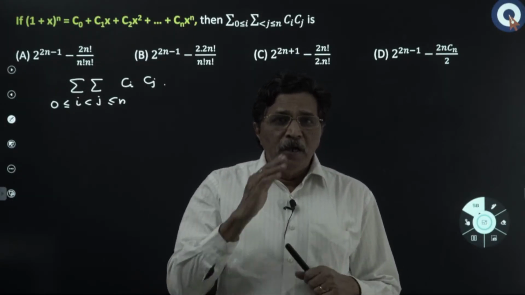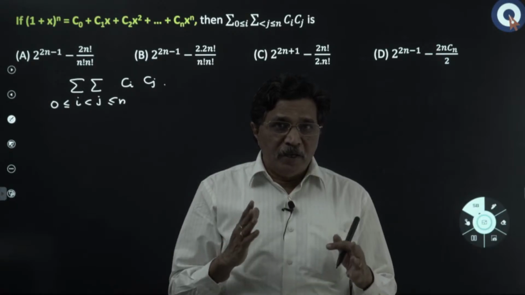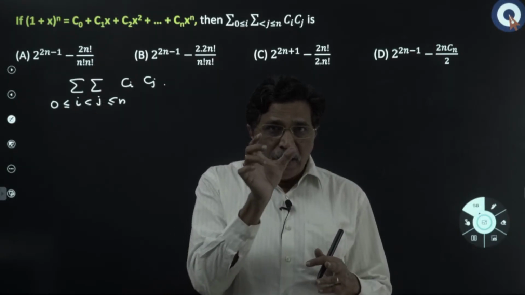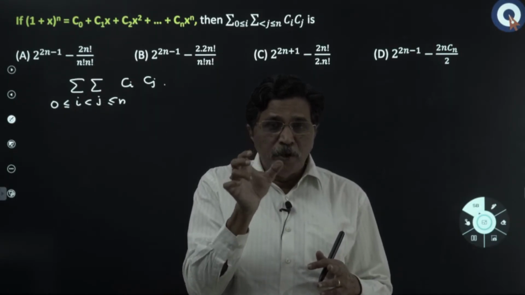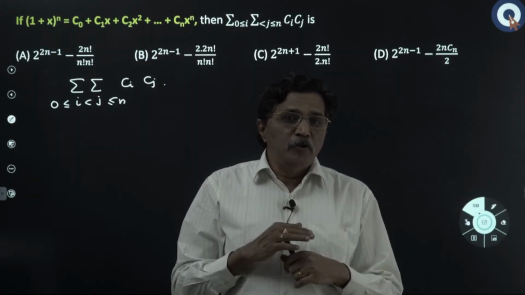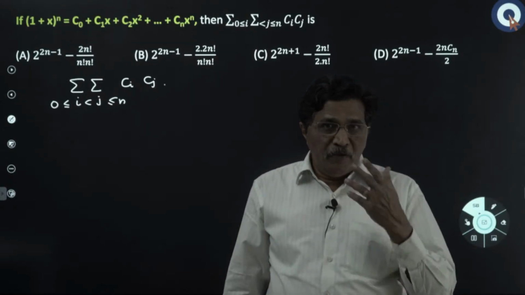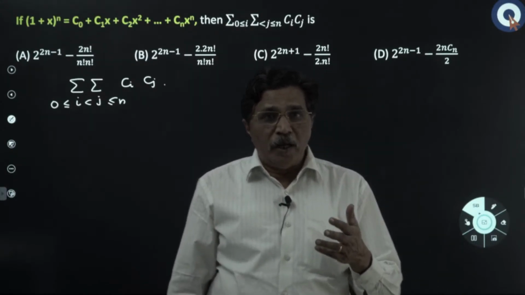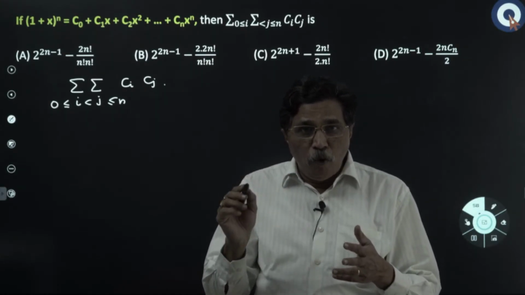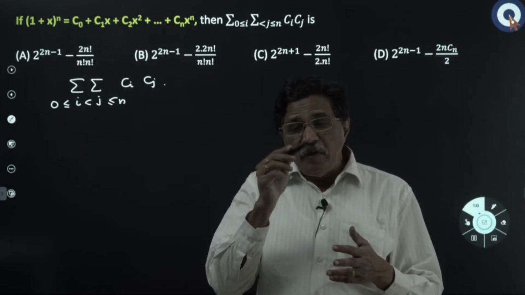Suppose you have (a1 + a2 + a3) whole square. So you have a1 square plus a2 square plus a3 square plus 2 into (a1 a2 plus a1 a3 plus a2 a3). That a1 a2 plus a1 a3 plus a2 a3 is nothing but the sum of the products taken two at a time. Similarly, suppose you have (a1 + a2 + a3 + a4) whole square. So what you write is a1 square plus a2 square plus a3 square plus a4 square plus 2 into (a1 a2 plus a1 a3 plus a1 a4 plus a2 a3 plus a2 a4 plus a3 a4). That is the sum of the products taken two at a time.